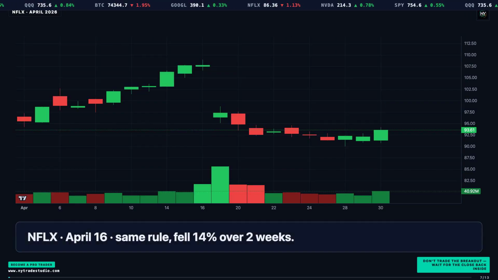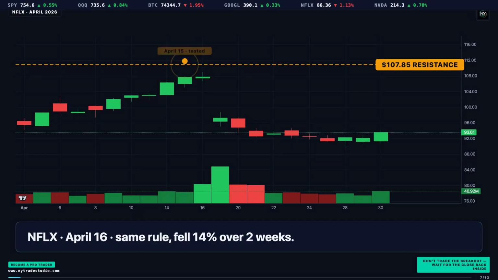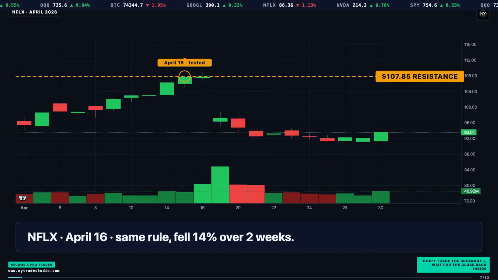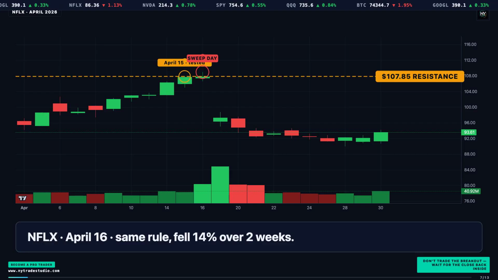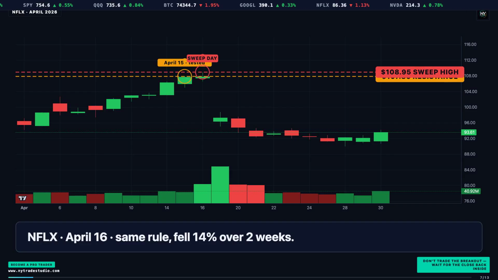Now let me prove this rule is not just for Google. Same rule, different ticker. Netflix. April 16th, 2026. Look at Netflix on the daily chart. Netflix had been chopping around 106 and 107 for several days. On April 15th, it tested $107.85 and got rejected. Then April 16th, the trap. Netflix opens at 107.47, rallies, punches above the level to $108.95. Looks like a breakout.